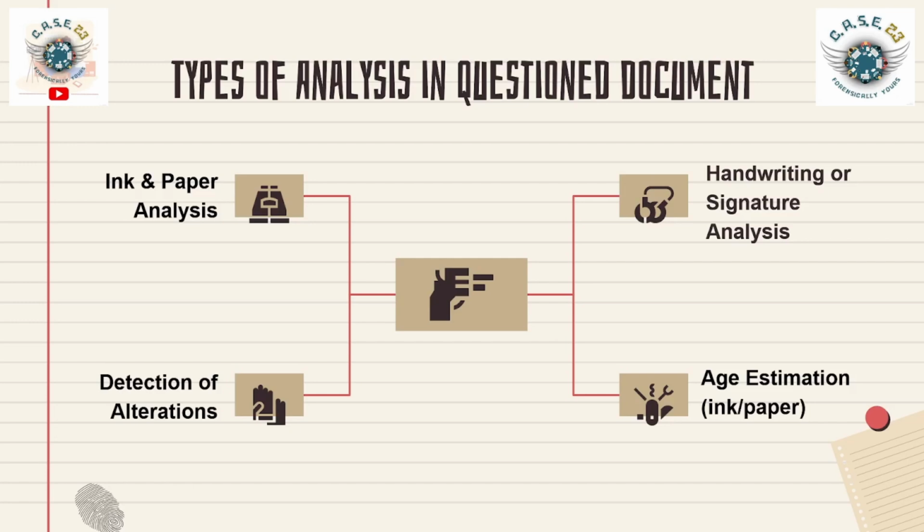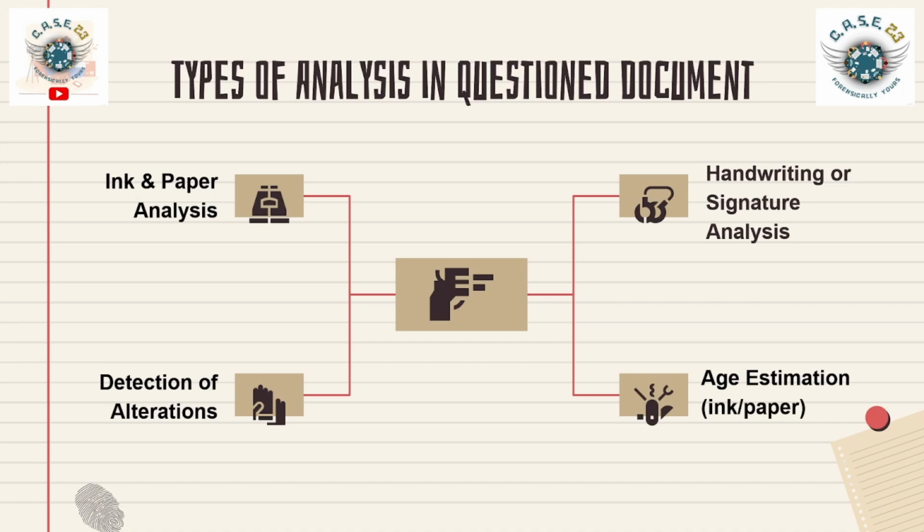Okay, now let's talk about the types of analysis in question document. When a document arrives in a forensic lab, many different types of analysis can be done. For example, ink and paper analysis, detection of any alterations, handwriting or signature analysis, and lastly, but not the least, is the age estimation. And age estimation can be done for both the ink as well as the paper.